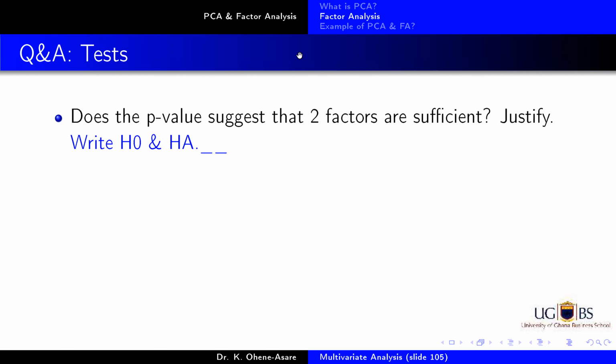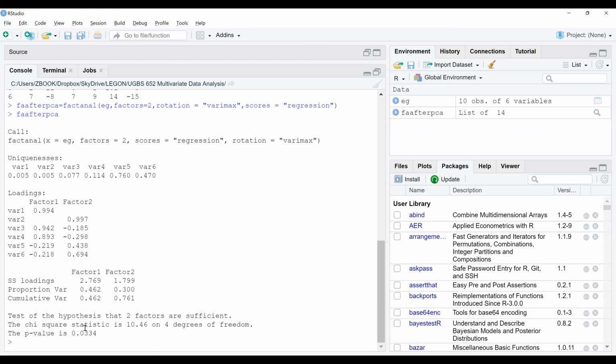Somebody says yes, somebody says yes. Let me show you the p-value. At the bottom, the last sentence is the p-value. And you can see in the output, test of the hypothesis that two factors are sufficient. Does the p-value suggest that the two factors are enough? So what will be the null hypothesis? The null hypothesis will be that two factors are enough.